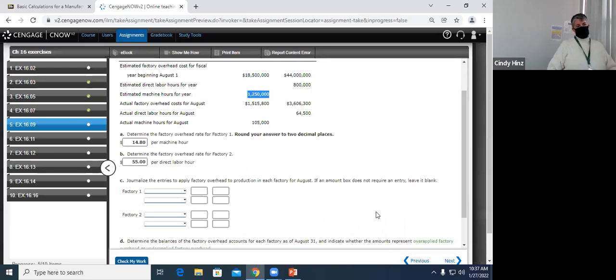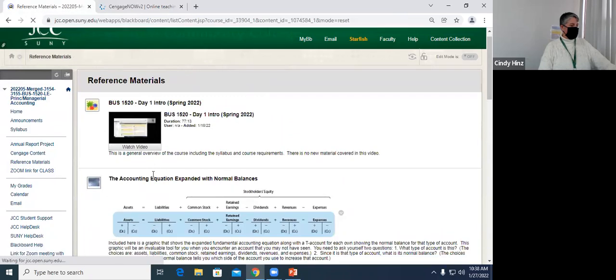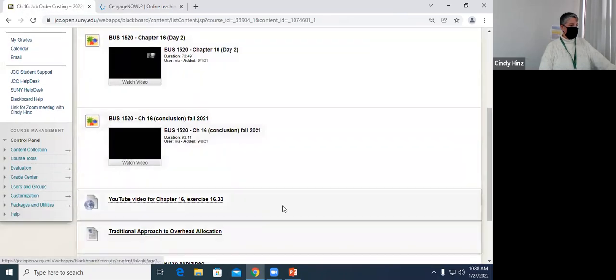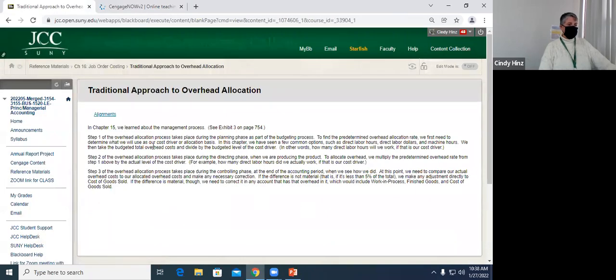Okay, so we have our predetermined overhead rate. Now we start actually making whatever it is that we make in our factory. And in letter C, we're asked to apply the factory overhead. So we apply it based on the rates that we calculated here in A and B, and on the actual level of the cost driver. Let me pull up that page in the chapter 16 folder. So this is what I explained here in step 1, then step 2, and step 3. Step 1 is finding that overhead rate. Step 2 is applying it. So we multiply the predetermined overhead rate by the actual level of the cost driver.